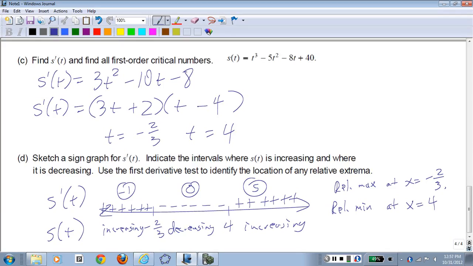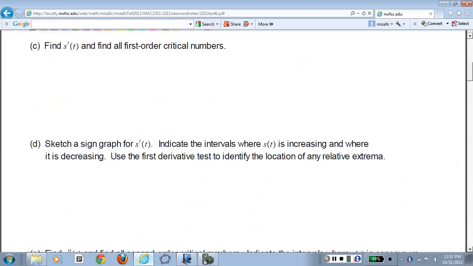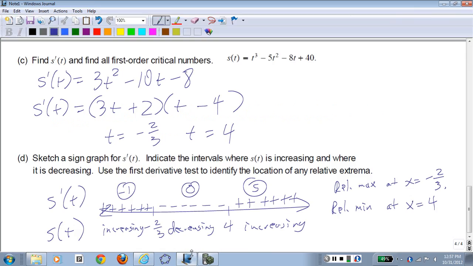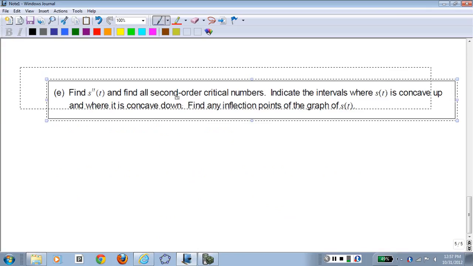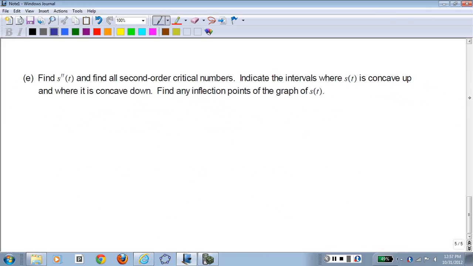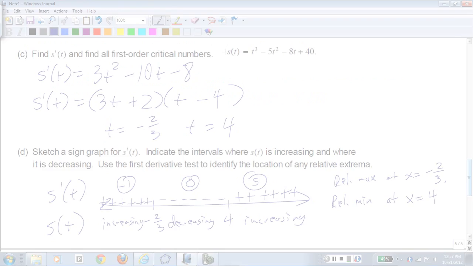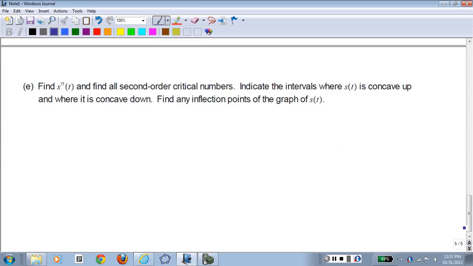And then E. Find s double prime of t and all second order critical numbers. Indicate the intervals where s of t is concave up, where it's concave down, and find any inflection points. Basically, we're just putting together the things that we've done in previous sections. So look up here and just a reminder of the function s of t. There's s of t. S prime of t, we said, was 3t squared minus 10t minus 8.